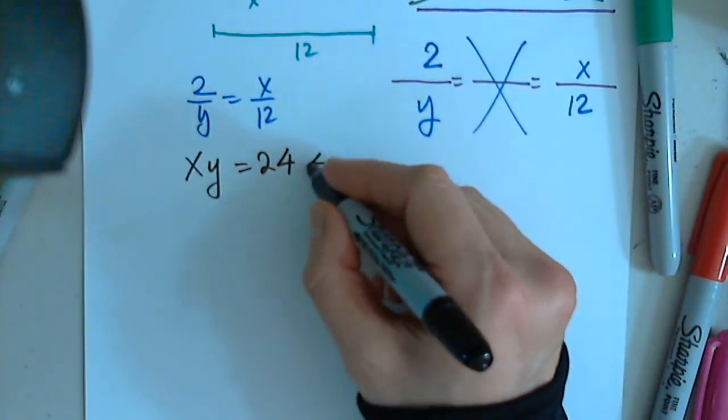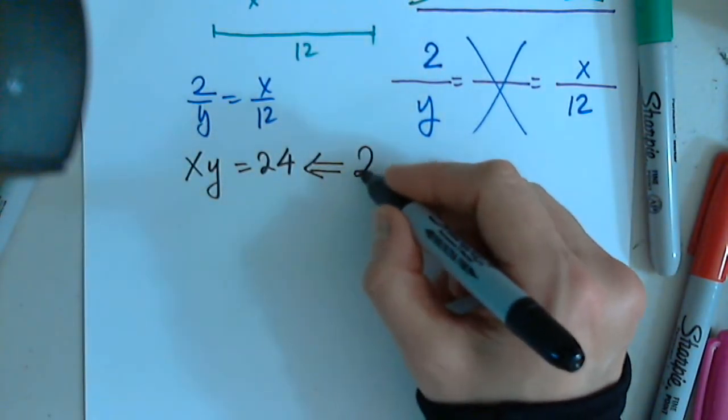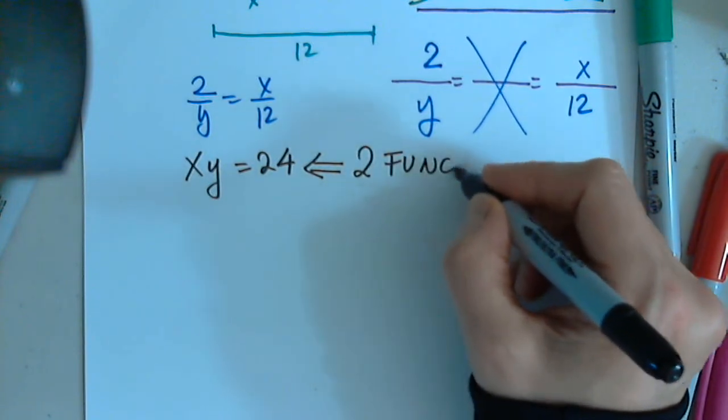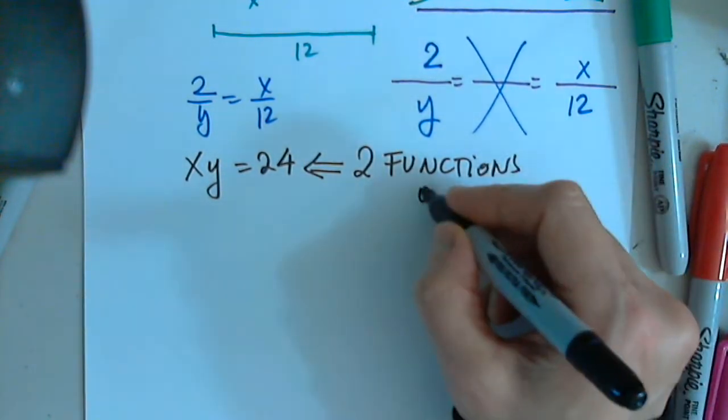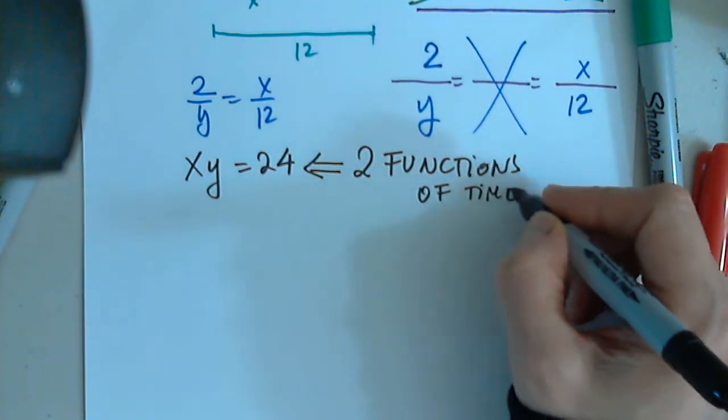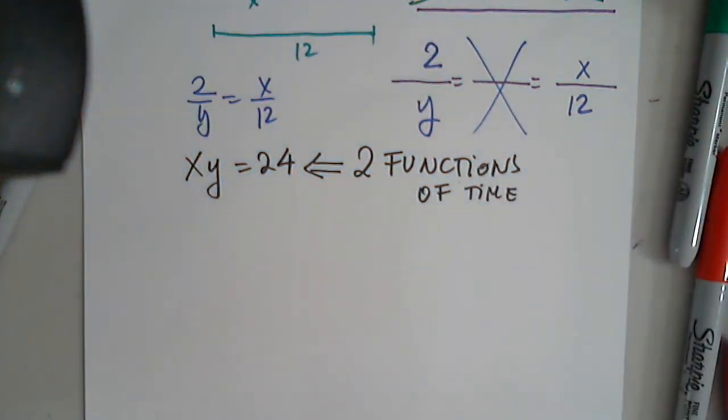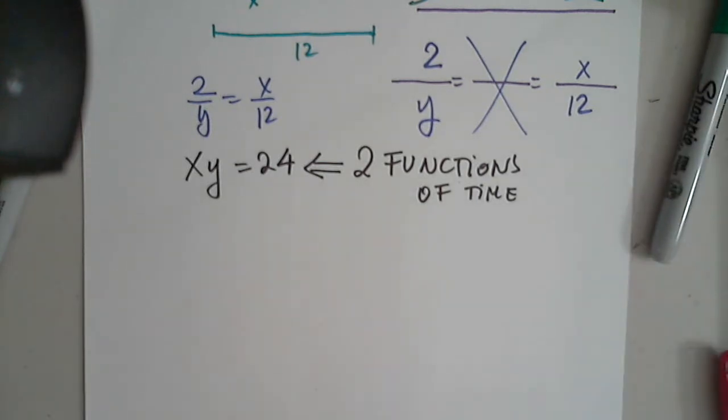Remember, this equation has two functions of time. What is our next step? Find the derivative with respect to time. Excellent. I'm ready.